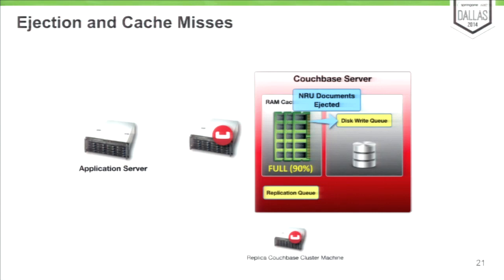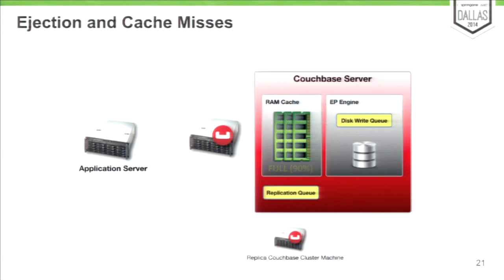What will happen is it will use something called not recently used. It's a common pattern, especially in the caching world. Documents which haven't been used in a while get removed from the RAM layer. They are still persisted on disk. But we are still keeping a little bit of meta information available in RAM for each document, so we can very quickly answer get operations and so forth.